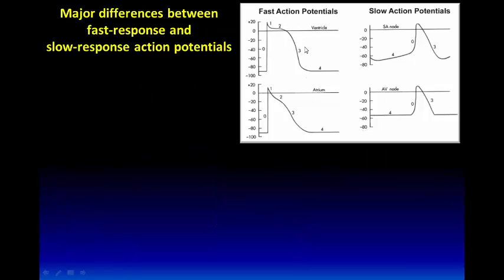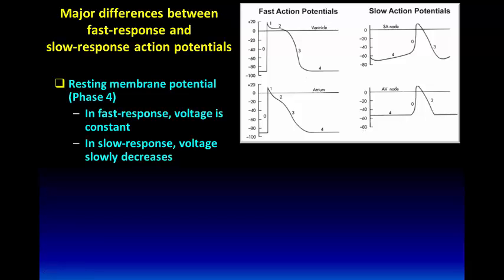So this is a fast action potential recorded from a ventricular myocyte. This is a fast action potential recorded from an atrial myocyte. This is a slow action potential recorded from the sinoatrial node, and this is a slow action potential recorded from the AV node. The major differences between the fast and slow action potentials are actually two major differences.